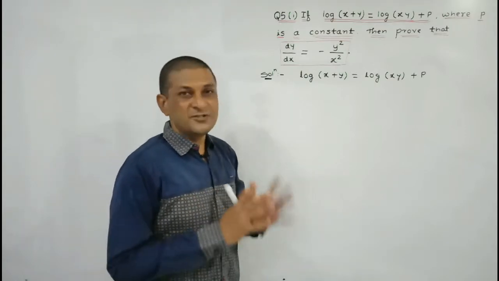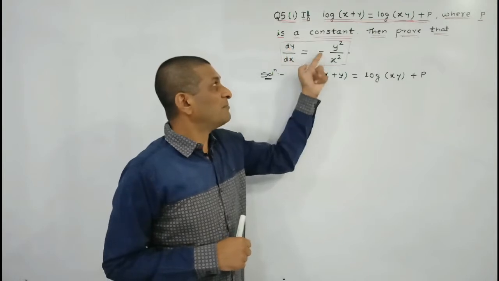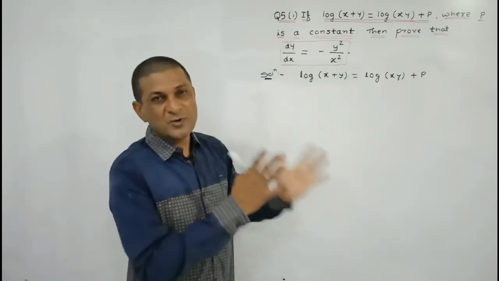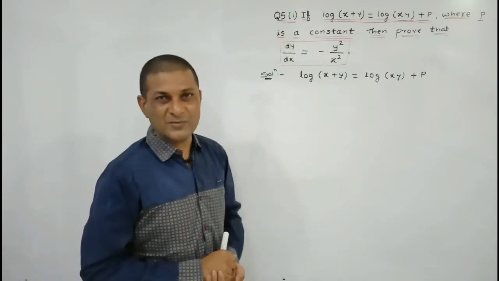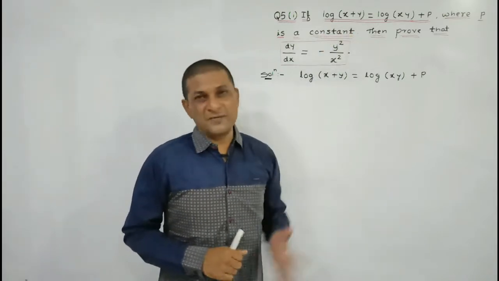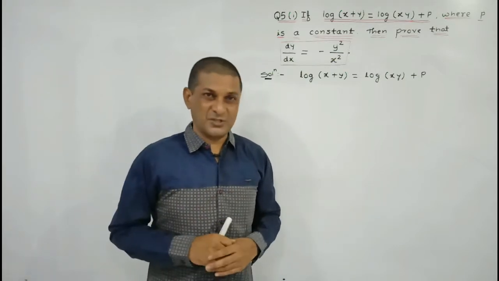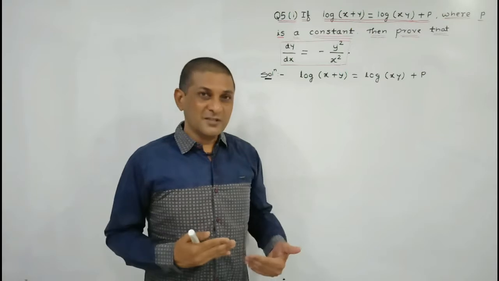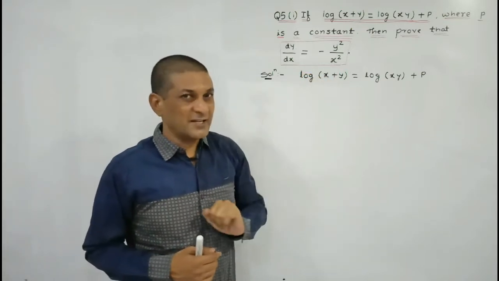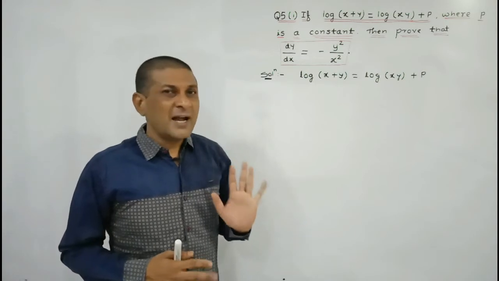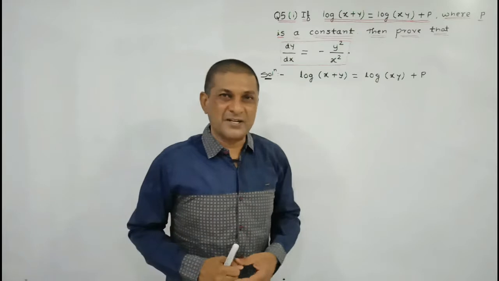We have to differentiate it and we have to show that its derivative will be equal to minus y square upon x square, means we have to show that the value of dy by dx is equal to minus y square upon x square. So here we have considered the given function. If you observe the given function, this is a logarithmic function, and in case of a logarithmic function, first we try to simplify it using laws of logarithm, and later on we will differentiate it using our standard formulas.